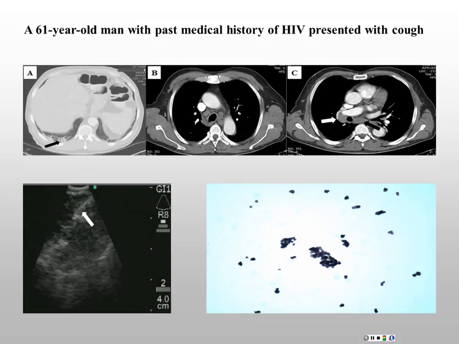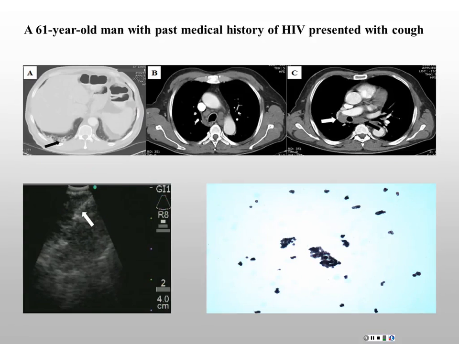This is a patient we had. He was an HIV patient who presented with chronic cough. We can see a small cavitation in the left lower lobe, and also there is lymphadenopathy. You can see the black arrow, subcarinal lymph node, and the white arrow, right hilar lymph node.